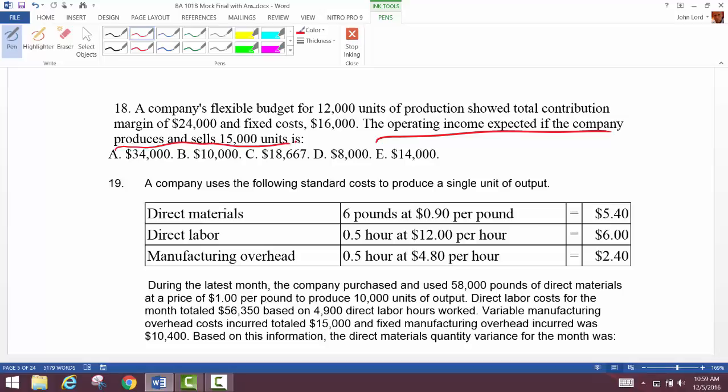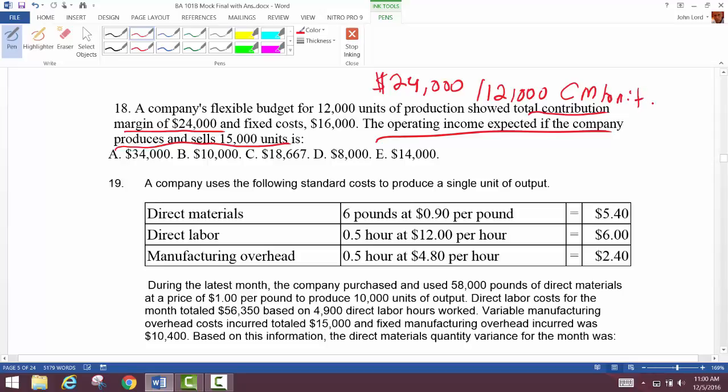And what we have is a contribution margin of 24,000. So if I take the 24,000, I'll just write it up here, and I divide that by 12,000 units, then I'm going to get a contribution margin per unit of $2. Now they're telling me that I'm producing 15,000 units. Is that what they want the answer for?